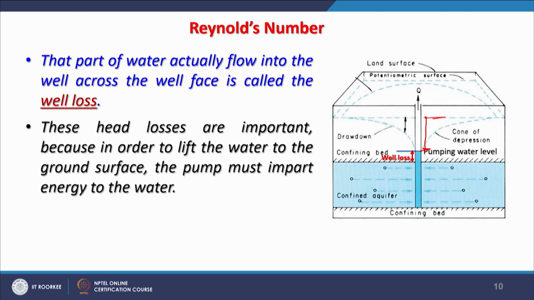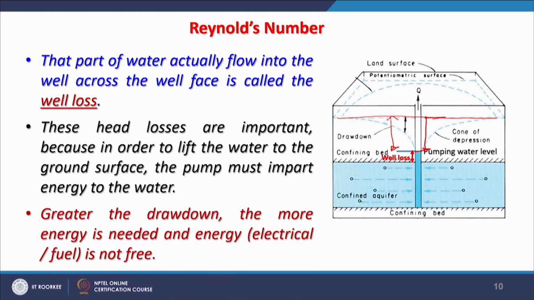That means, say, if we did not have the drawdown and the water table was here, then we would require less energy to pump the water. But the drawdown has gone down, so this much more lifting of water will be required, and hence more energy, more electricity, is required. So, it is not always worthwhile to go like this. The greater the drawdown, the more energy is needed, and energy, we know, is not free. Somebody will be paying; if the government is giving it free to the farmers, then somebody will be paying for that. So, anyway, it is not free.